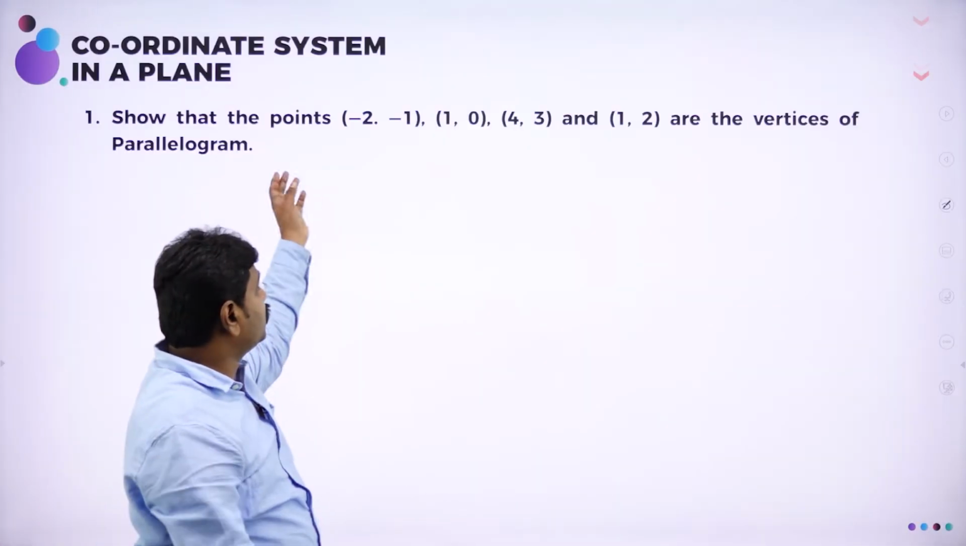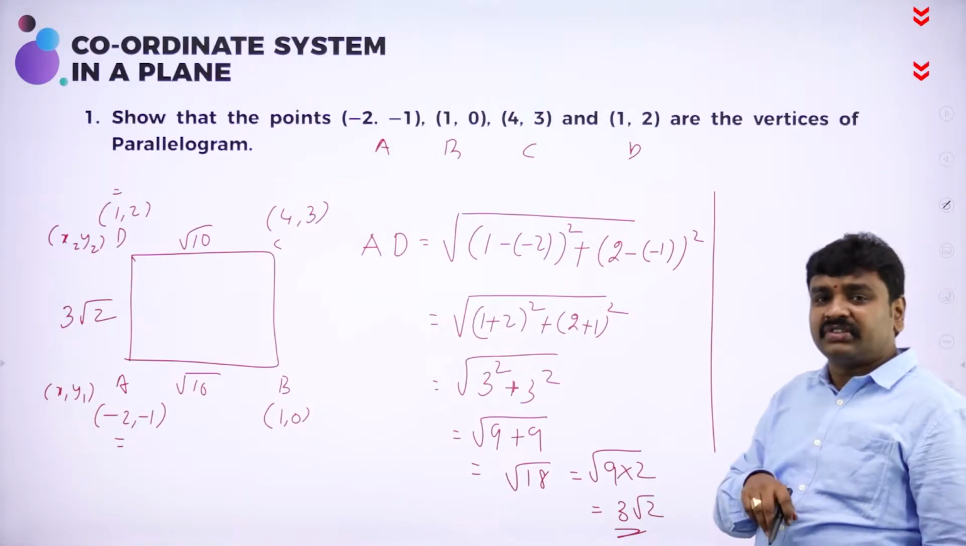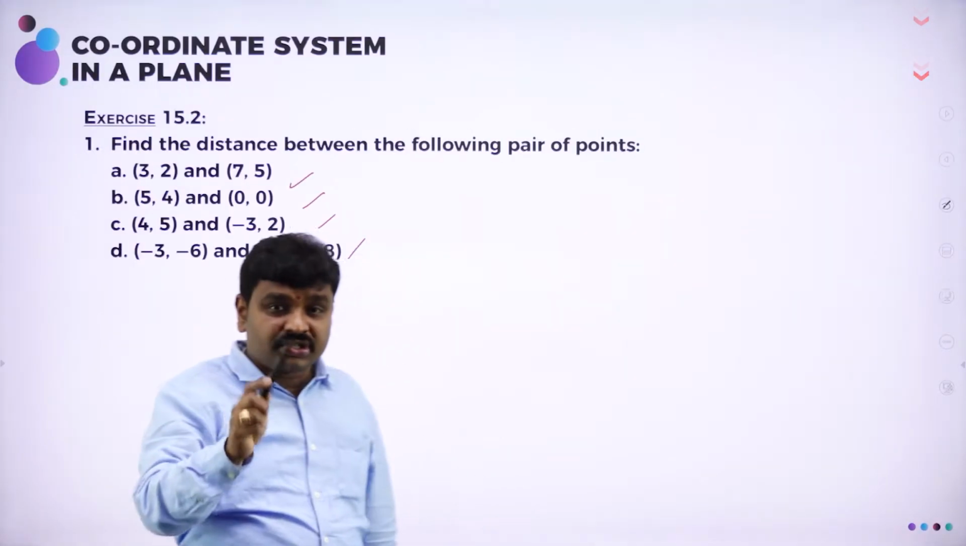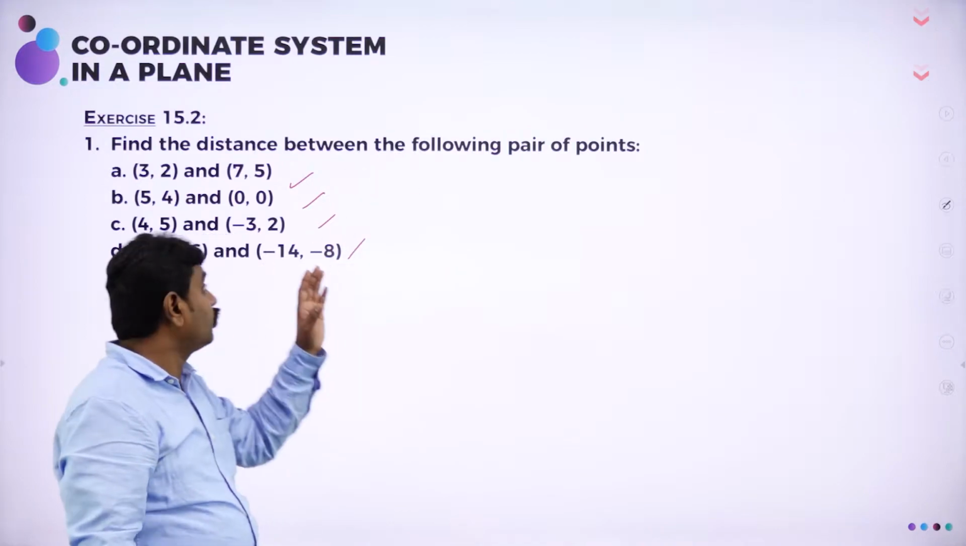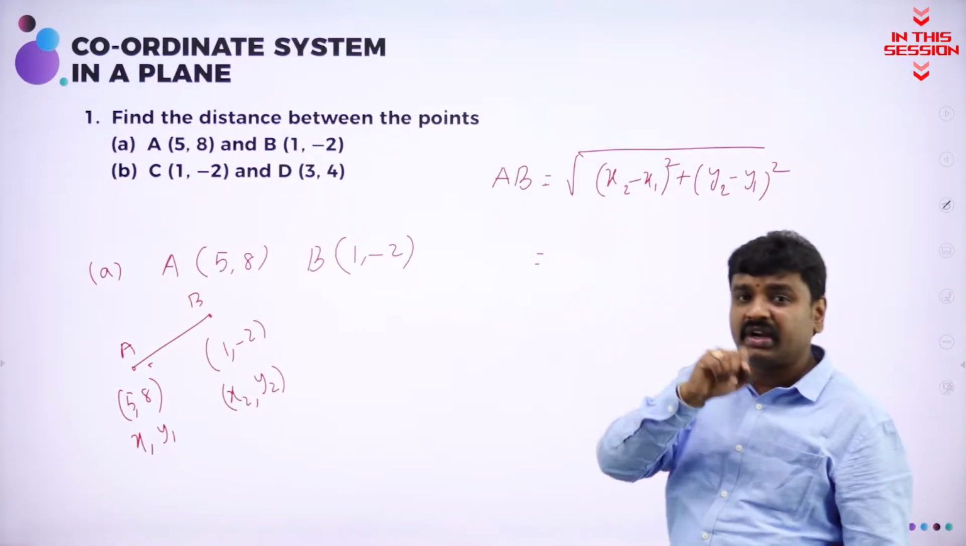They're asking you to show these points are vertices of parallelogram. Opposite sides will become equal. If opposite sides are equal, it is enough to prove it is parallelogram. And I've done problems based on finding distance between 2 points. Then you people should start working on exercise 15.2. How to find distance between 2 points? Difference of x coordinate the whole square plus difference of y coordinate the whole square.